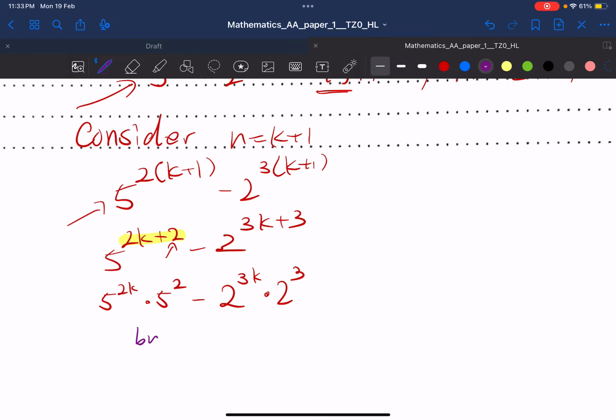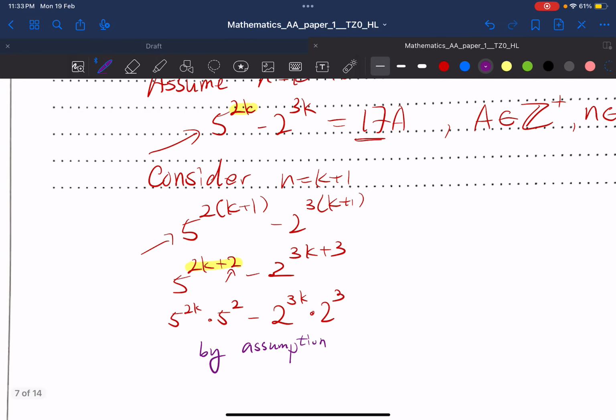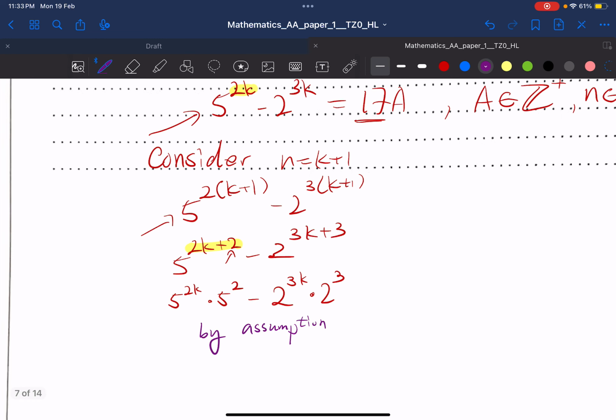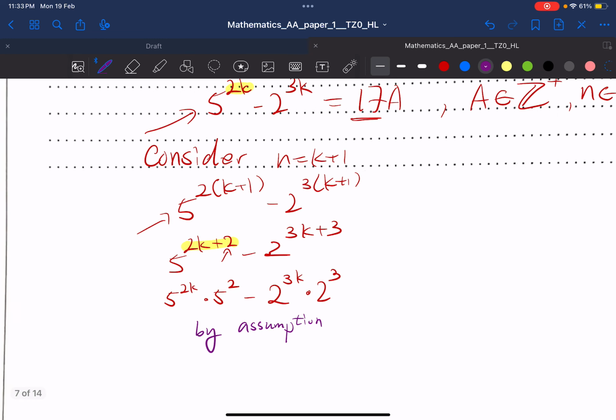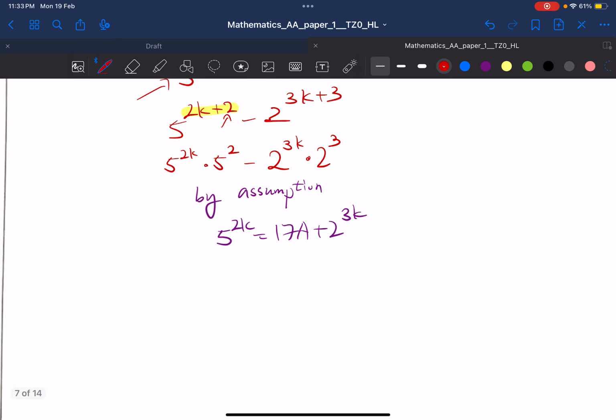So by assumption, we have something that's interesting. If we make our 5 to the power 2k the subject, then we get 5 to the power of 2k equals 17a plus 2 to the power 3k. So we sub this into our formula above. So we have 5 squared times 17a plus 2 to the power 3k, and then minus 2 to the power 3 times 2 to the power 3k.